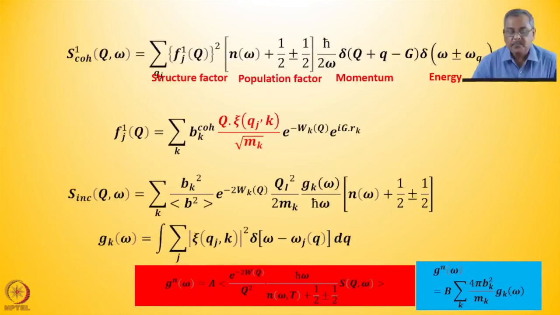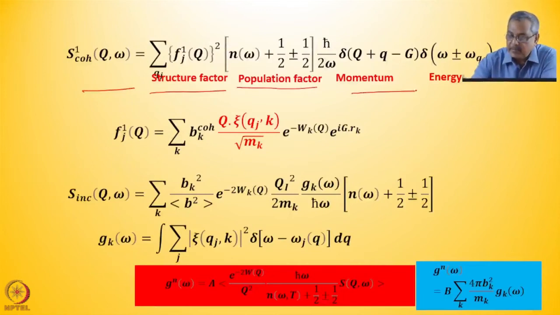Now let me go back to what I showed you earlier. This is the single phonon coherent scattering law. Scattering law means it will be the scattering amplitude and the square of that. This has a structure factor part. Then, as I explained earlier, there is a population factor which tells you whether it is neutron energy gain or energy loss. In case of energy loss, it is n omega plus half, n omega plus 1. In case of energy gain, it is n omega, h cross omega.